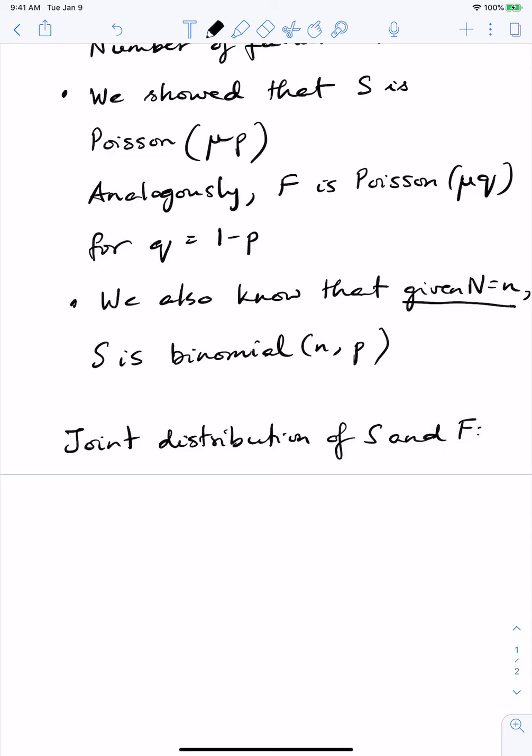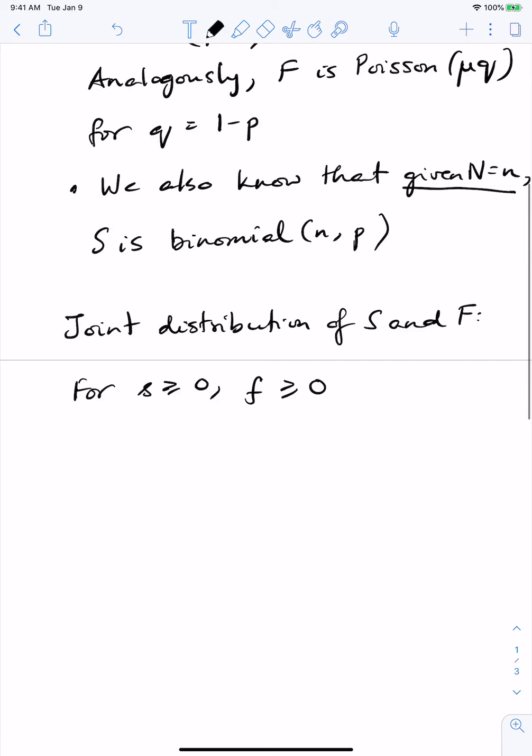For this, what are the possible values? S is non-negative and F is non-negative. They're both Poisson random variables. We have to find the joint probability that there are little s successes and little f failures. Right, we don't actually know how successes and failures are related here. What we do know is how trials and successes are related. So let us rewrite this event in terms of the trials and the successes and failures.